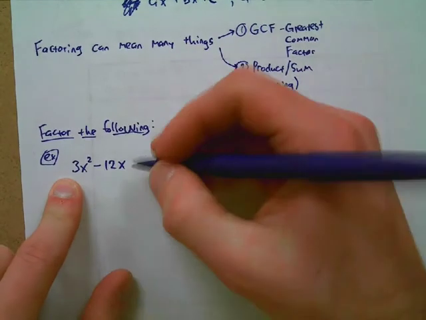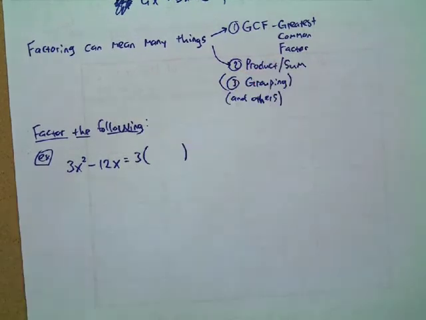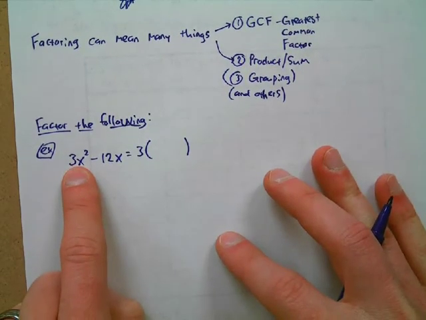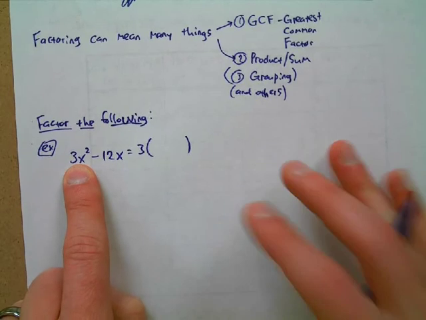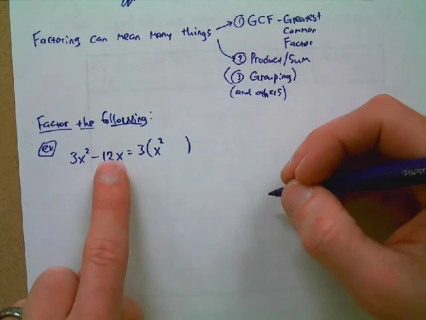So let's go ahead and do that. If I pull out a 3, then I have some stuff left over in parentheses. If I divide the 3 out of this, what will be left over? x squared, yeah, that's right. Very good. If I divide a 3 out of this, what will be left over?